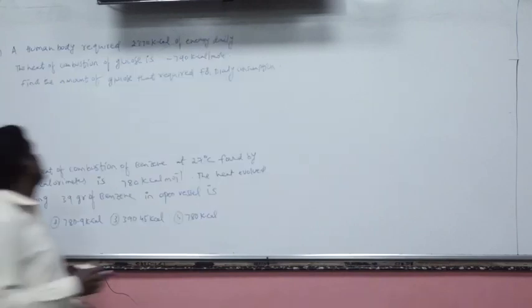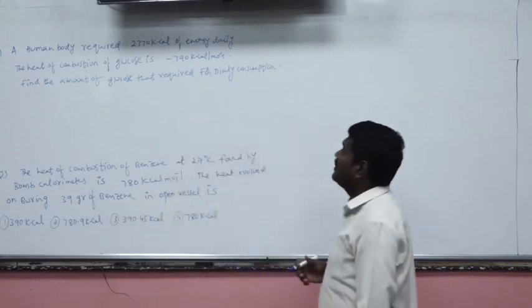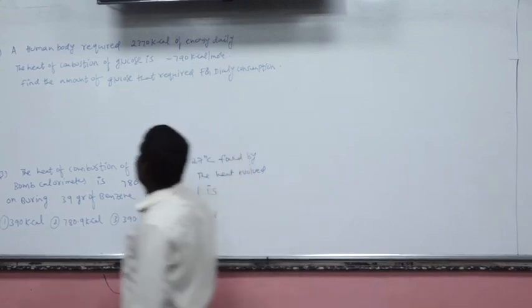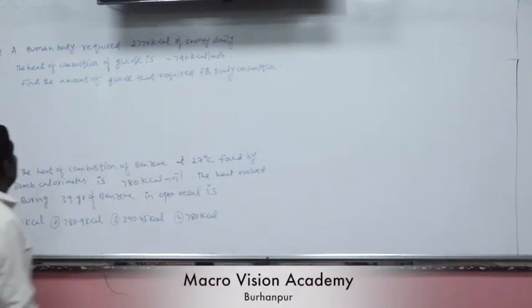Now, come to the next problem. Your human body requires 2370 kilocalories of heat energy daily. The heat of combustion of glucose is minus 790 kilocalorie per mole. Find the amount of glucose required for daily consumption.